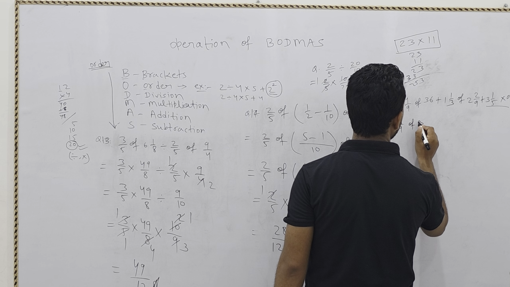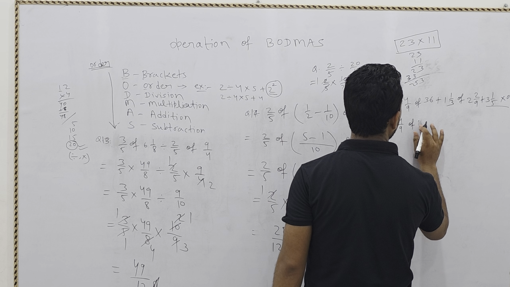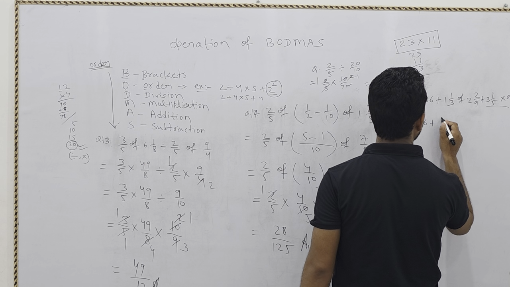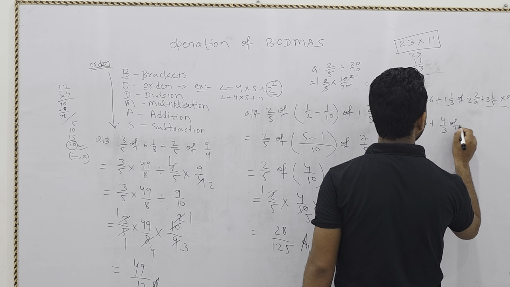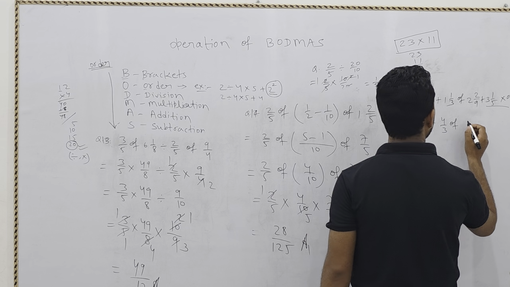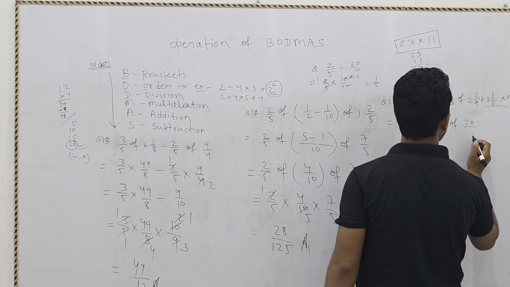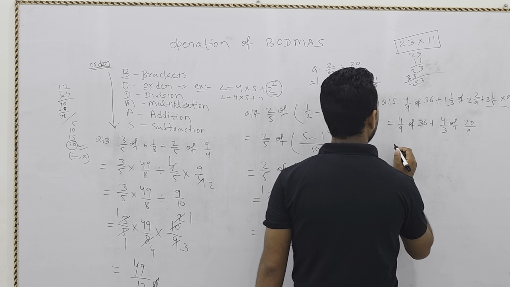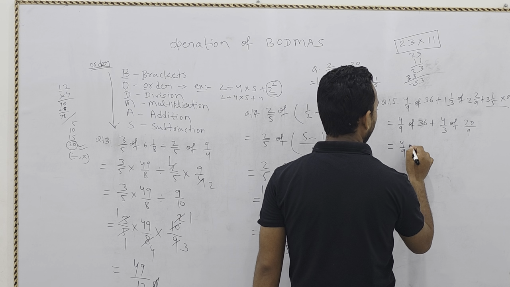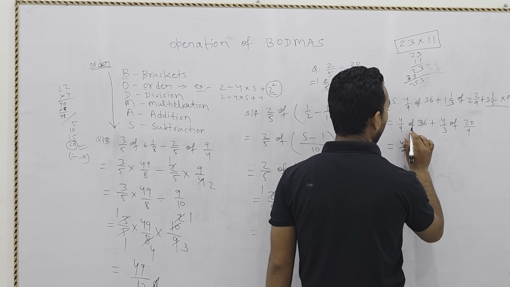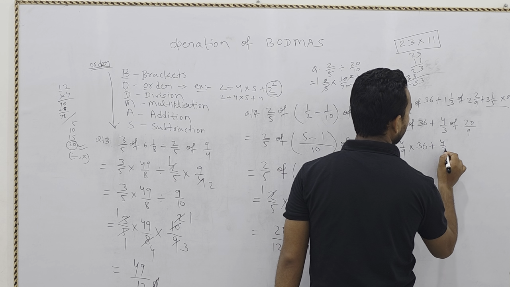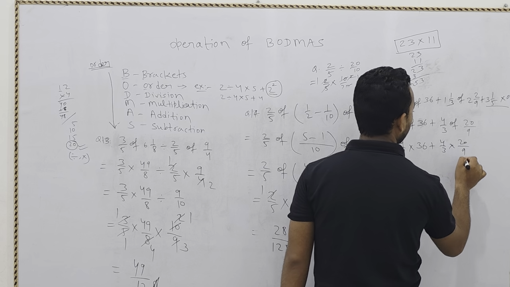Of 36, plus 3 1 ja 3, plus 1 is 4 by 3 of 2 9 ja 18, 18 plus 2 is 20 by 9, and it is 0 because 0 is multiplying with this table. So here 4 by 9 multiply 36, in the place of we are writing multiply, okay, plus 4 by 3 multiply 20 by 9.